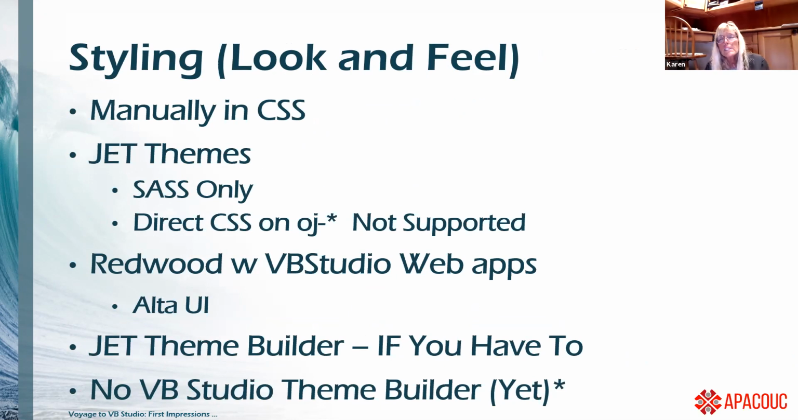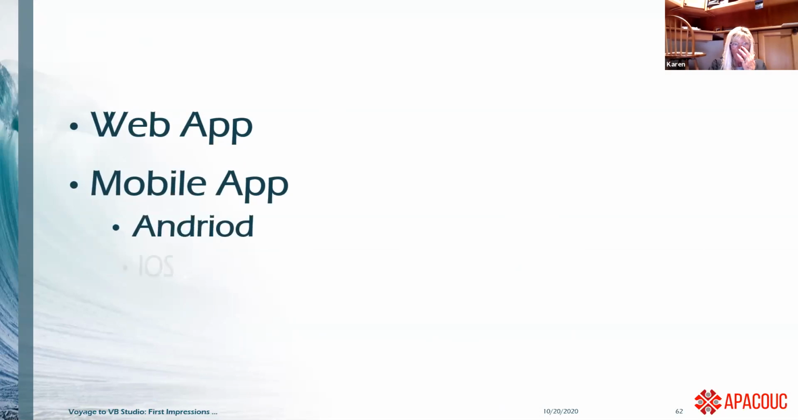Styling, pretty much everything is the Alta look right now. Like in Apex, we have the Universal Theme and we customize things. Not so easy to customize in Visual Builder yet, but that will probably be coming. With web apps and VB Studio, you will see a Redwood look. And there is the Jet theme builder. If you really, really have to go there, it is possible. And there are links out there to do that.